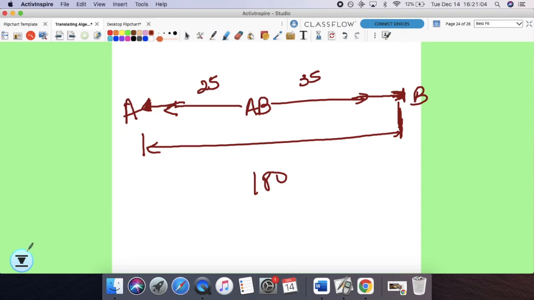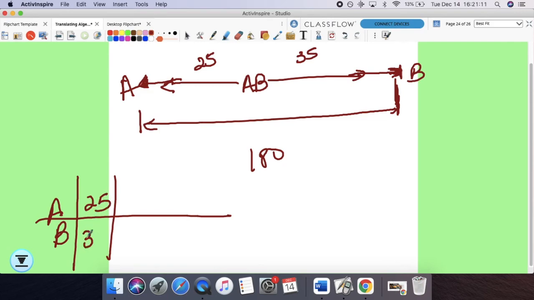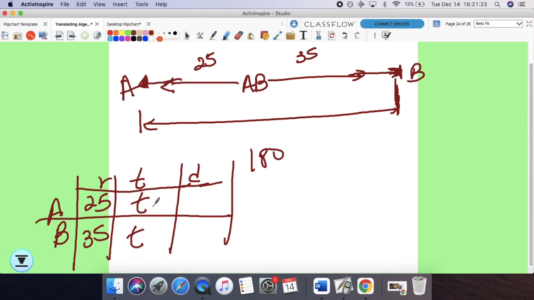So A and B. A is traveling at 25 miles an hour. B is traveling at 35 miles an hour. The time we don't know, but the distance we do. So when we set the table, the time is what I need to know. So that's T. It's going to be the same time for both. For A, the distance is 25 times T, which is 25T. B is going to be 35 times T, which is 35T. So the distance that they both travel added together equals 180. And that's my equation.